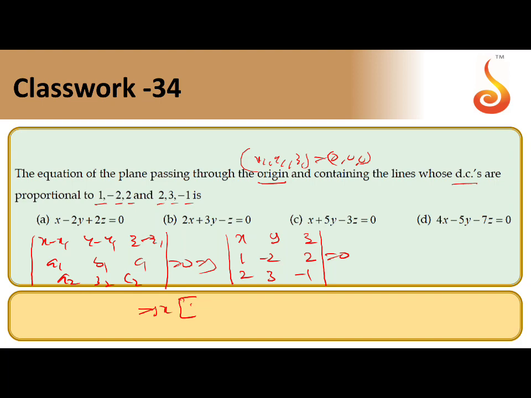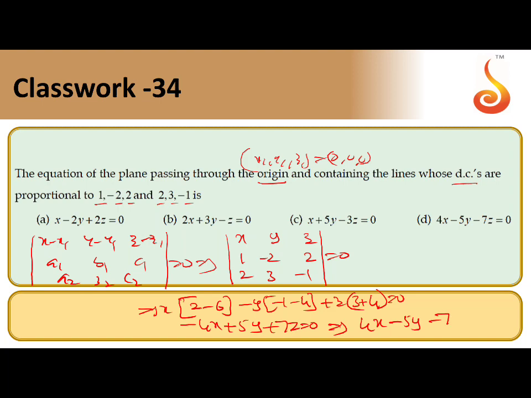x into 2 minus 6, minus y into minus 1 minus 4, plus z into 3 plus 4. Clear this one? Now 2 minus 6 is minus 4x plus 5y plus 7z equal to 0. Minus 4x plus 5y plus 7z equal to 0. Multiply by minus 1: 4x minus 5y minus 7z equal to 0. So which option is matching? Option D is matching.